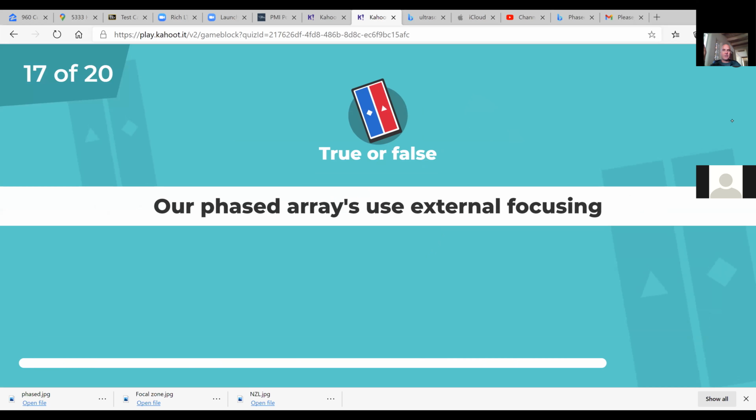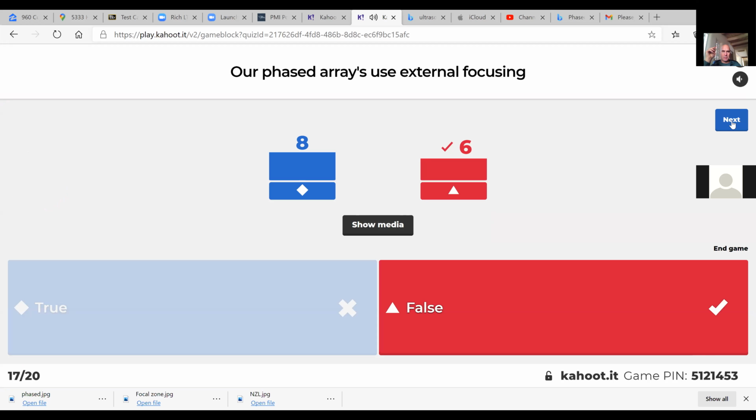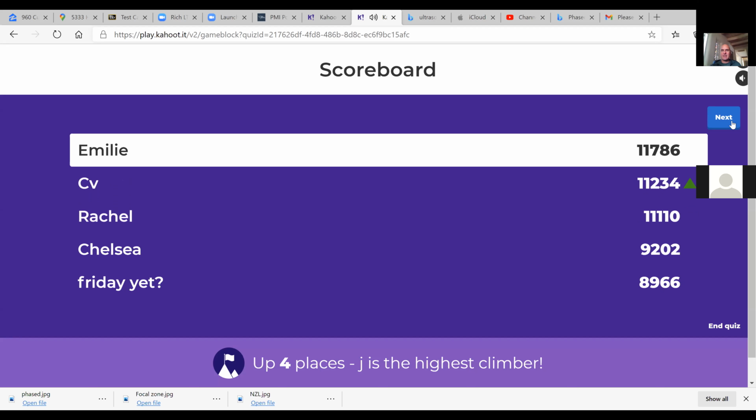Our phased arrays use external focusing. No! We'll have to go over that again. The phased array. What does phasing mean, and how does it focus? And what does fixed focus mean, and why do we sometimes use a fixed focus? We'll have to talk about that.